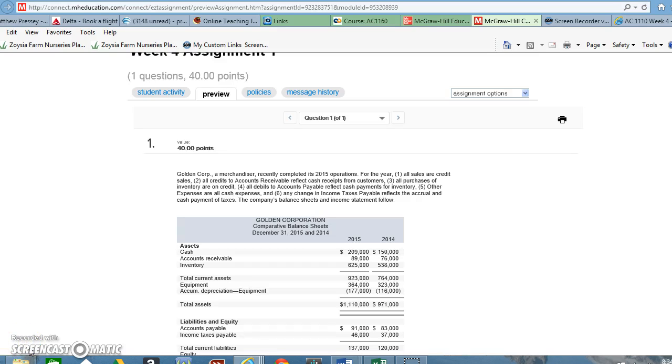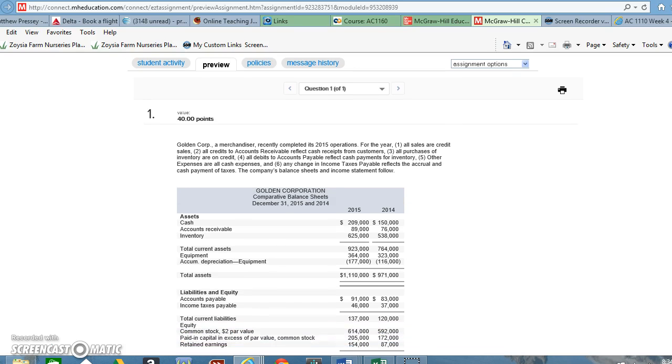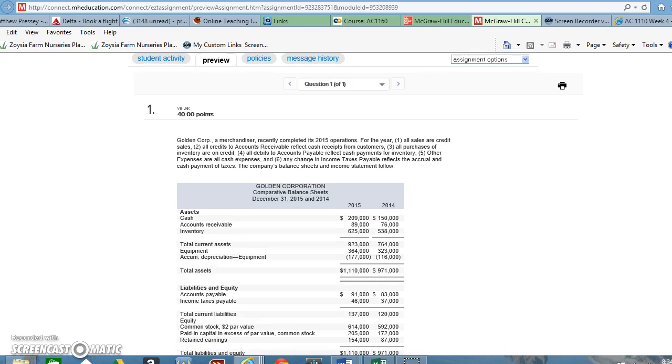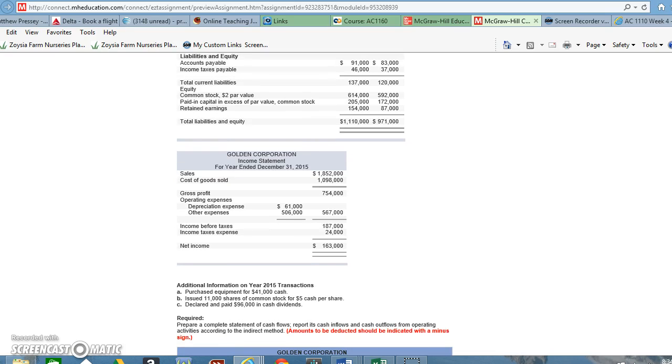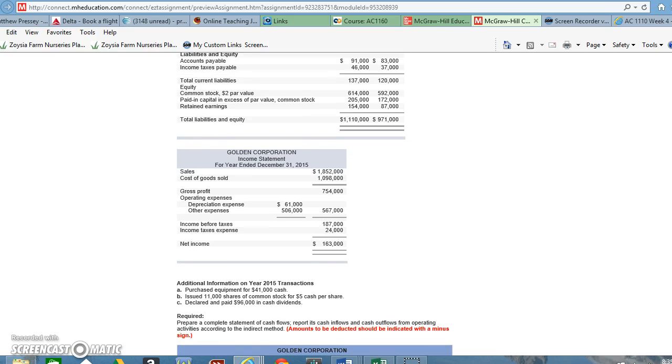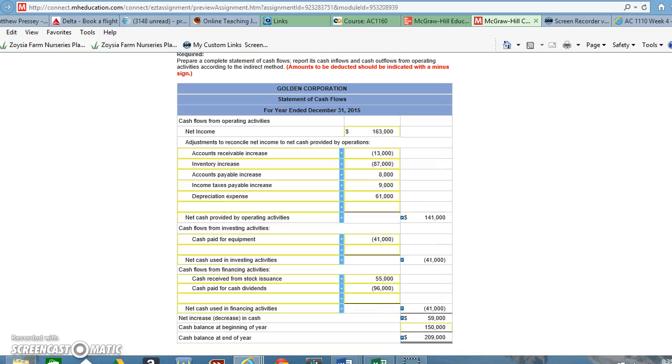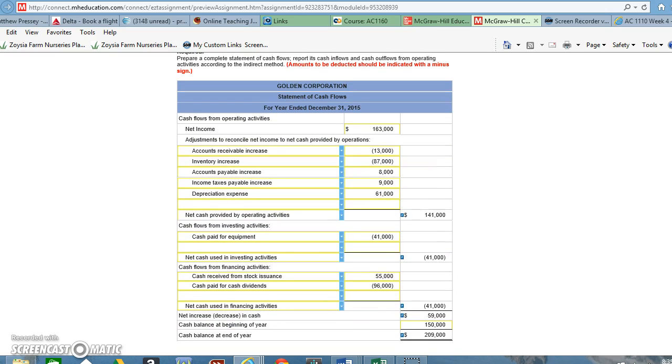Okay, so we've kind of looked at the readings, and I want you guys to really give that reading a good portion of your attention. I'm jumping ahead to assignment 1. Basically, assignment 1's asking you to take Golden Corporation's financials and several variables that they give you within the text of the problem here, and develop and put together a statement of cash flows for this company for this year end of December 31, 2015.